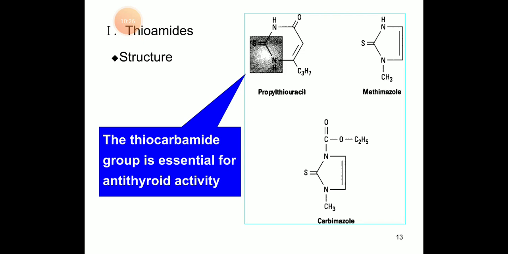The plasma half-life of propylthiouracil is around 75 minutes, whereas in case of carbimazole it is 4 to 6 hours. And as I said, propylthiouracil usually doesn't cross the placental barrier, whereas the other one is usually crossing it and is also secreted in milk. So on the basis of that, propylthiouracil is a safer drug in case of pregnancy.